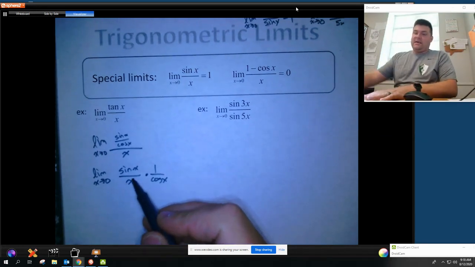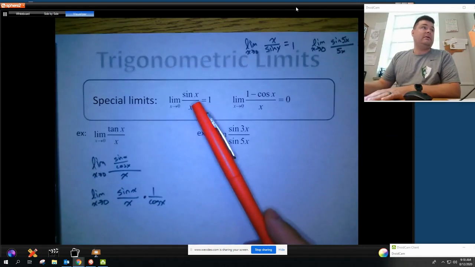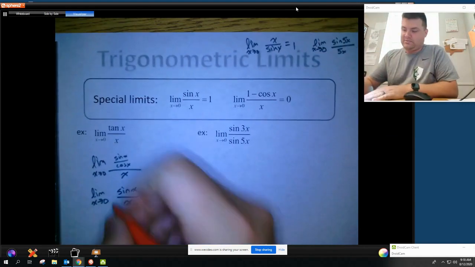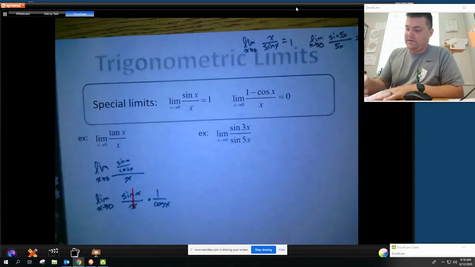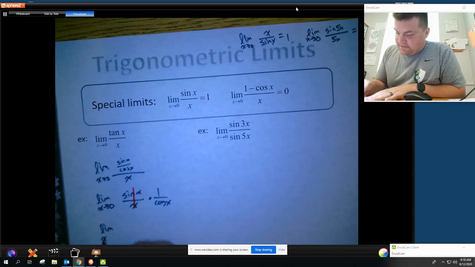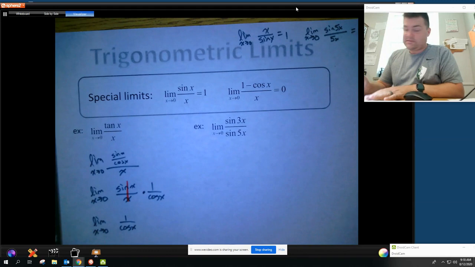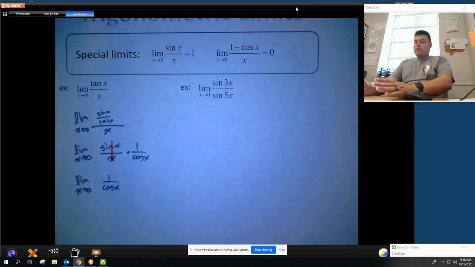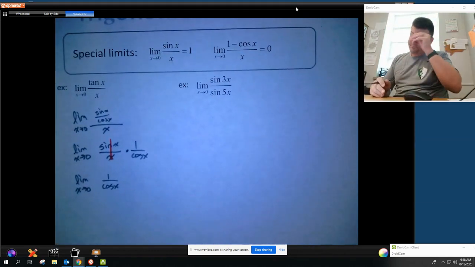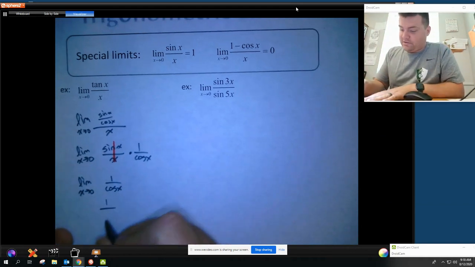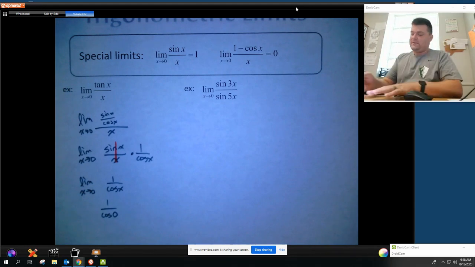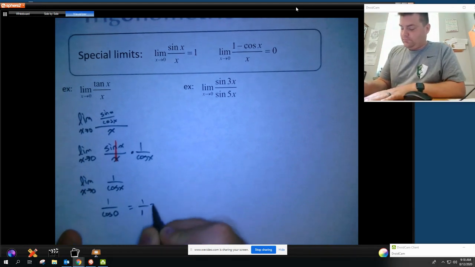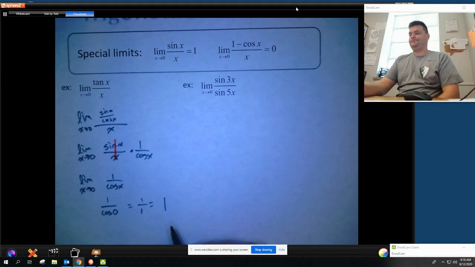Now, I can use my little handy-dandy limit trick up here. Not really a trick, but it's a rule. So that's going to become a 1. So I am now left with limit as x approaches 0 of 1 times 1 over cosine of x. And now I can plug in a 0. So I'm going to get 1 over cosine of 0. Do you know what that is? I hope you do. It is 1 over 1, which is 1.